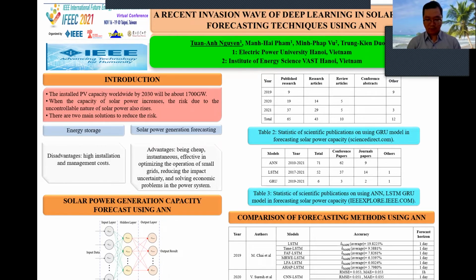ZRU was first proposed in 2014 by Kyunghyun Cho's research group. This group showed the advantage of ZRU over LSTM: it has a simple structure and fewer parameters to change. The reason why the number of studies on ZRU is less than that of LSTM is that ZRU was studied later than LSTM, so the documents on ZRU development in predicting solar power generation capacity will be fewer than those of LSTM.